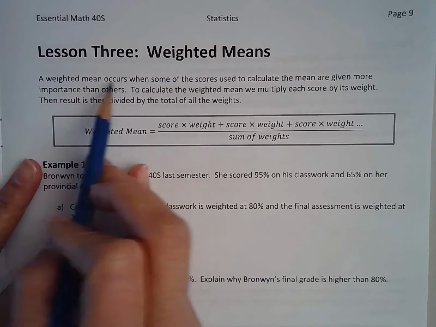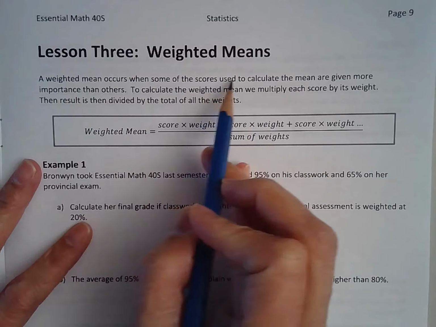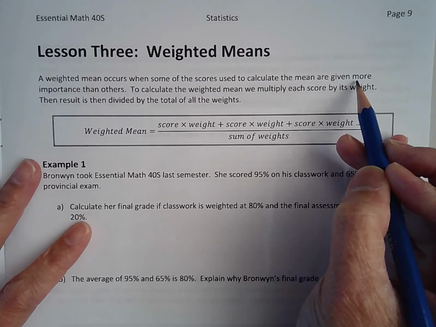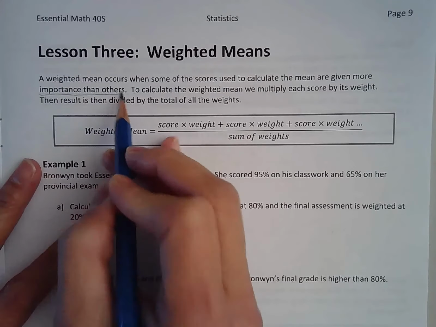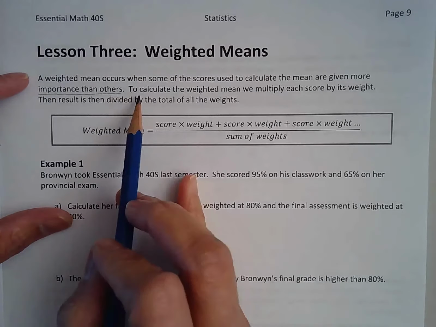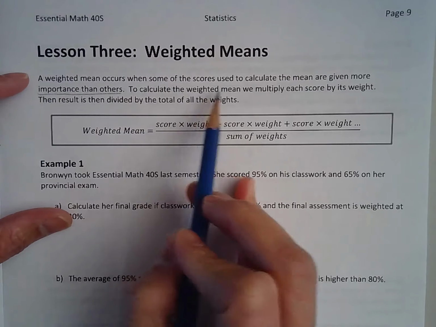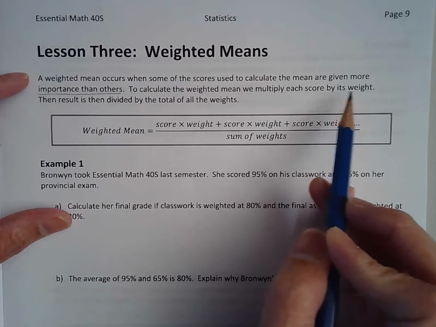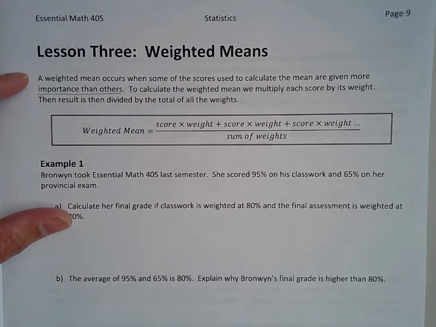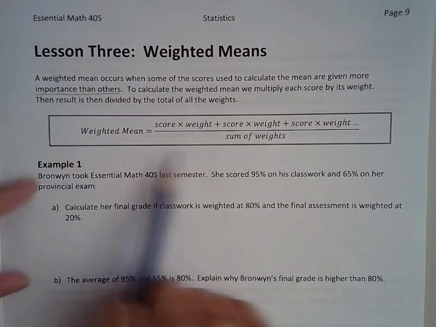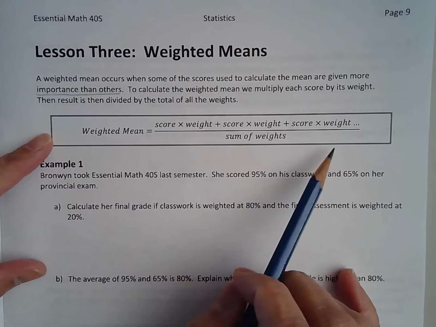A weighted mean occurs when some of the scores used to calculate the mean are given more importance than the other scores. Okay. To calculate the weighted mean, we multiply each score by its weight. And this is the formula for the weighted mean.